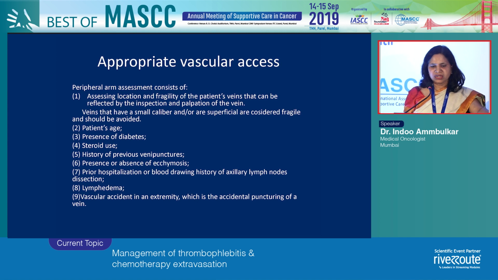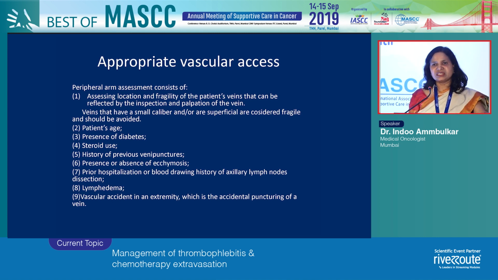So peripheral arm assessment should be done before putting the IV line. Assess the location and fragility of the patient's veins. You have to see the age of the patient, presence of other medical conditions like diabetes, history of previous venipuncture, presence or absence of ecchymosis, previous hospitalization.